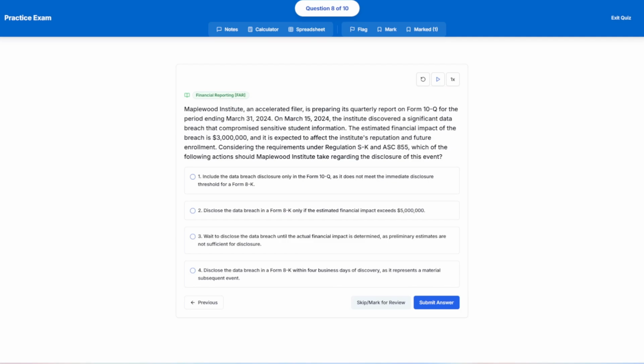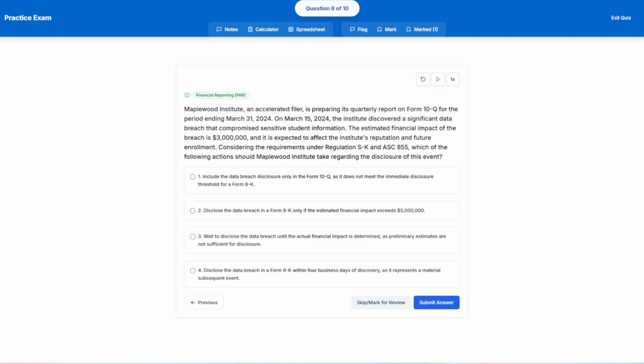This option can't be correct because the data breach is significant and has a potential financial impact of $3 million. Under Regulation S-K, such material events require prompt disclosure through a Form 8-K, not just a Form 10-Q. Option 2 proposes disclosing the data breach in a Form 8-K only if the estimated financial impact exceeds $5 million. While this might seem tempting because larger numbers often feel more significant, it's actually incorrect. Materiality isn't determined by a specific dollar threshold alone. It's about the event's potential impact on the company's financial condition and reputation, which in this case is indeed significant.